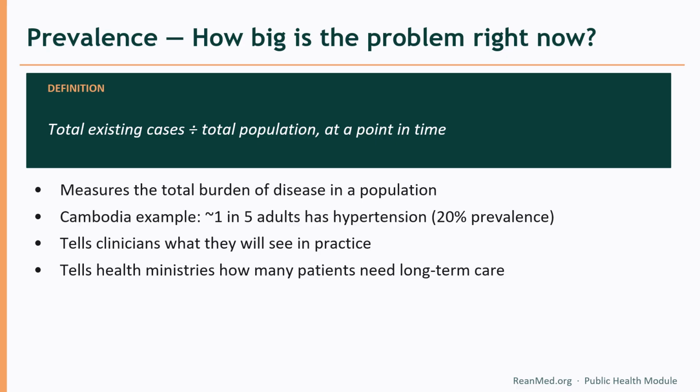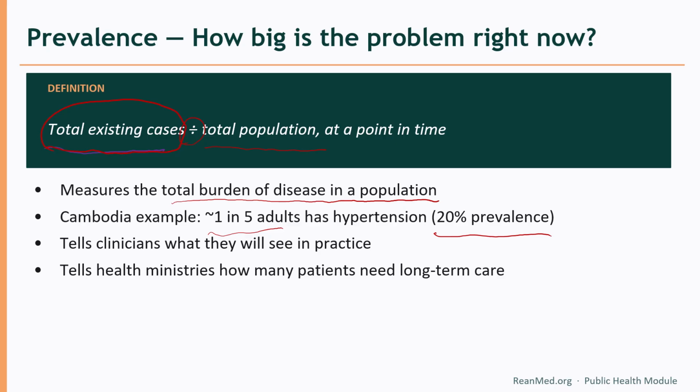And so to calculate this statistic, you can see here, we need the total number of existing cases, and then we divide that by the total population. And so what this statistic does is it measures the total burden of the disease in the population. How many people are suffering from this disease? For example, in Cambodia, 1 in 5 adults, or about 20% of adults, have hypertension.